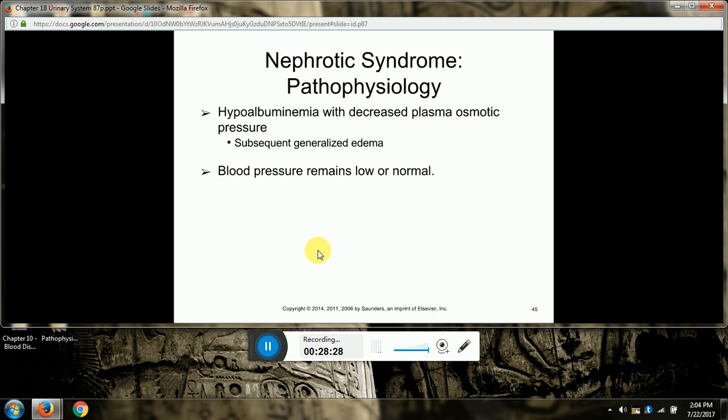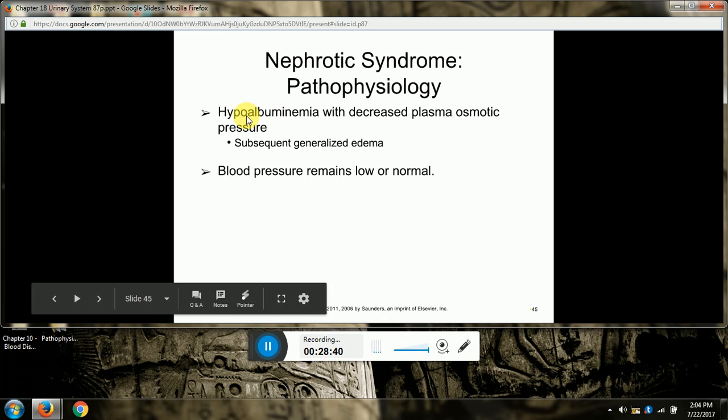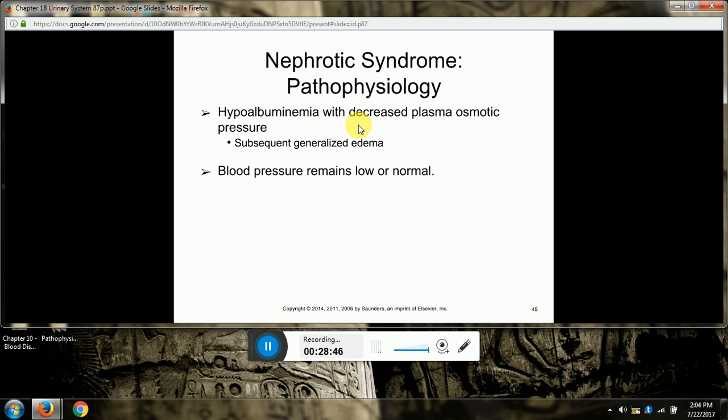The pathophysiology is that the capillaries are damaged. Lots of protein is now escaping through the kidney out into the urine. There's not enough protein or not enough albumin in the blood, so they have hypoalbuminemia, and that leads to decrease of the plasma osmotic pressure and leads to generalized edema. On the other hand, their blood pressure is usually within normal limits or even on the lower level.